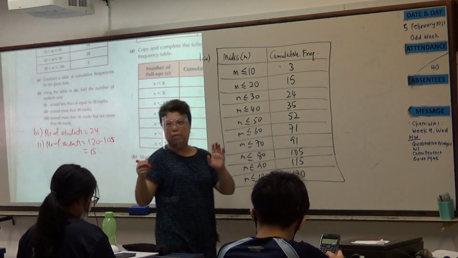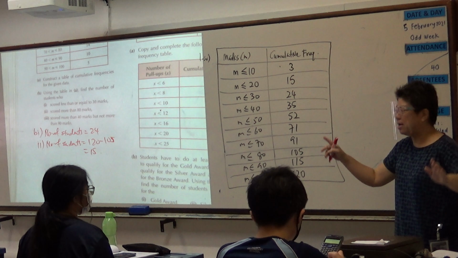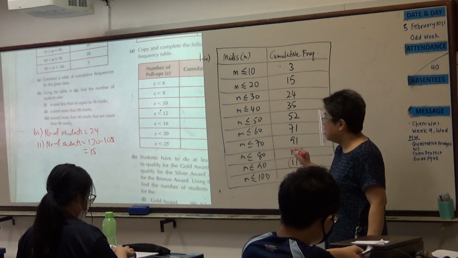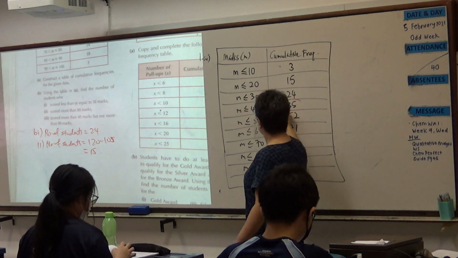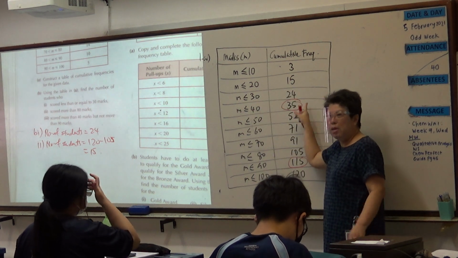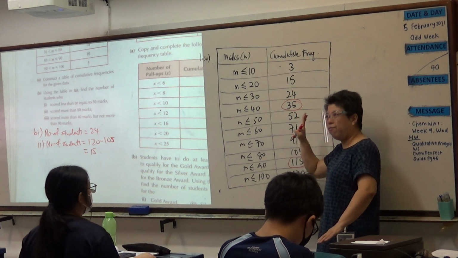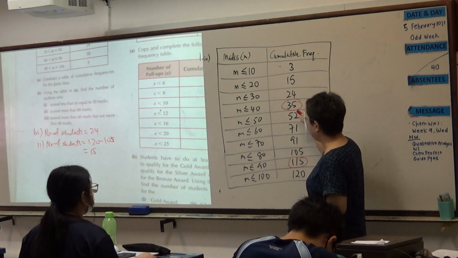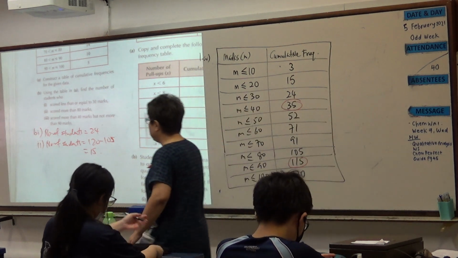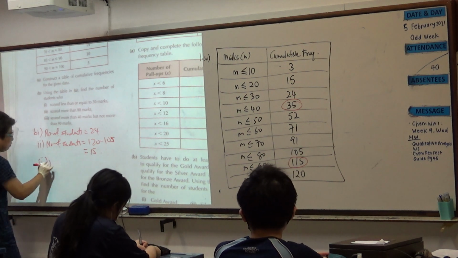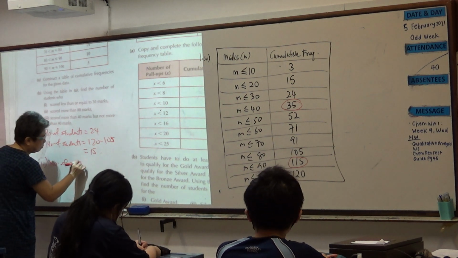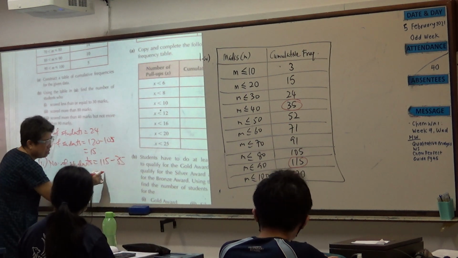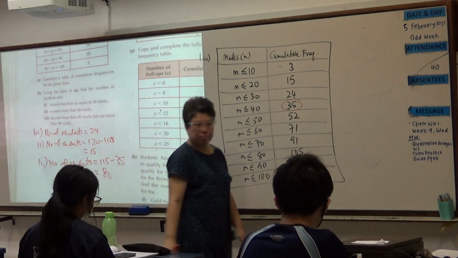So the question says more than 40 but not more than 90. So it can be 90. Those who scored less than or equal to 90 is 115. You see this number 115? Now the 40 is 35, right? Can you see that 35 of them scored 40 or less? So if I want more than 40, I must take this one minus this one. So number of students will be 115 minus 35. Answer 80. Is it correct? 80.